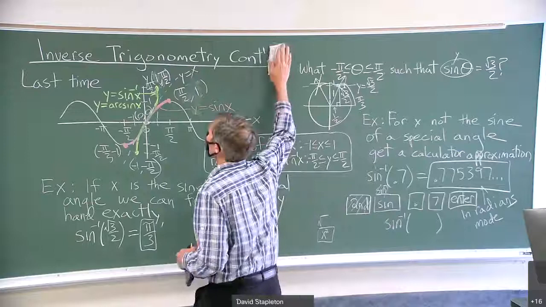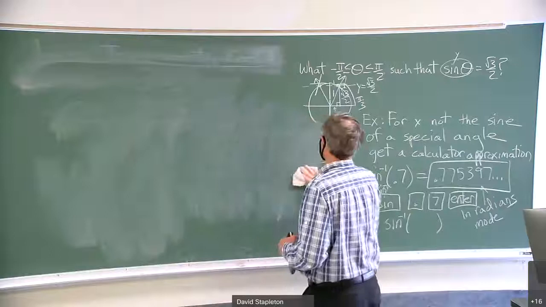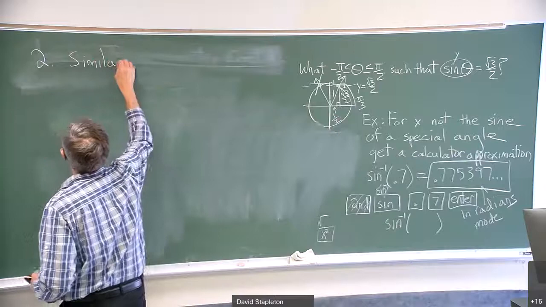All right, so that's mostly review, but we really have to have that to be able to understand the next part now. Because we want to do this for the other trig functions, right? Here, we'll say similarly for the cosine, we can find the inverse.